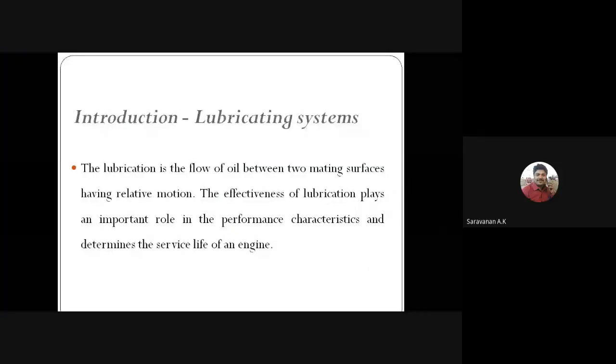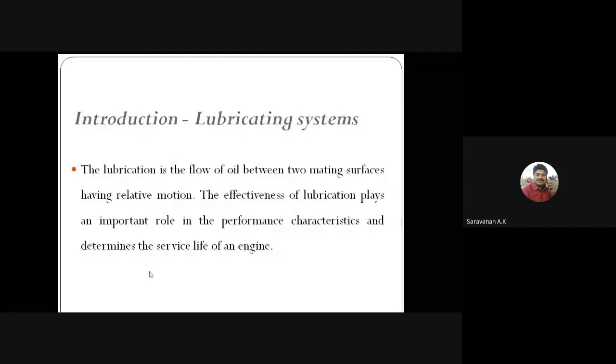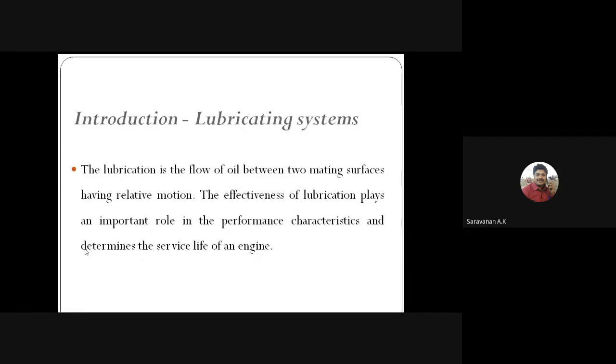Okay, right. So the lubrication system is a very important one, right? What is the lubrication, and what is the need for the lubrication, right? So that we have to see. So where all will the lubrication be used, right?